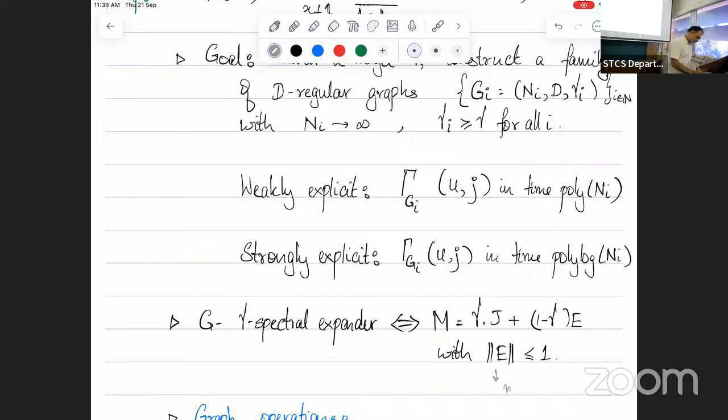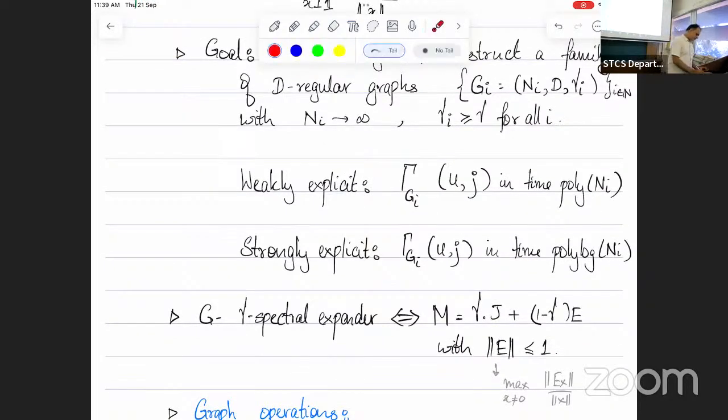This is the maximum value of ||Ex|| over x, because x is not equal to 0. That is, how much does the matrix possibly stretch any vector. So that's what E is, and the intuitive description of this equation is that an expander is basically like a convex combination of the complete graph and something that doesn't mess up too much, some error term. How close you are to a complete graph is tuned by how good your gamma is. The larger the gamma, the closer you are to a complete graph.